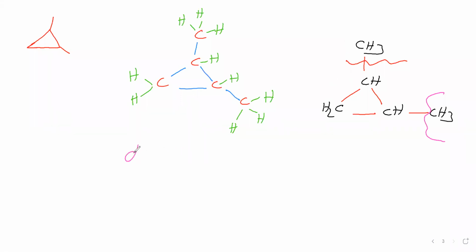Therefore how many methyl groups are there? 2 methyl groups are there, therefore we will say dimethyl. Then it is a cyclic compound, therefore cyclo. Then in the cycle how many carbons are there? 3 carbons, therefore prop. Carbon-carbon single bond, therefore ane.